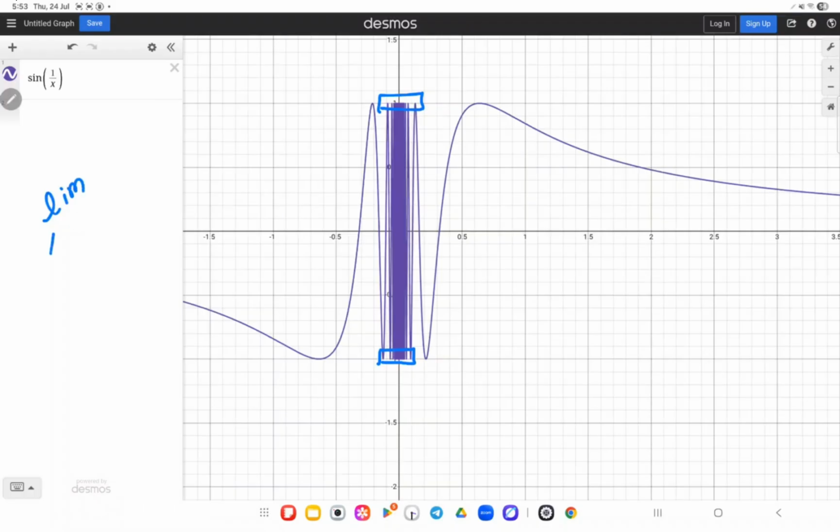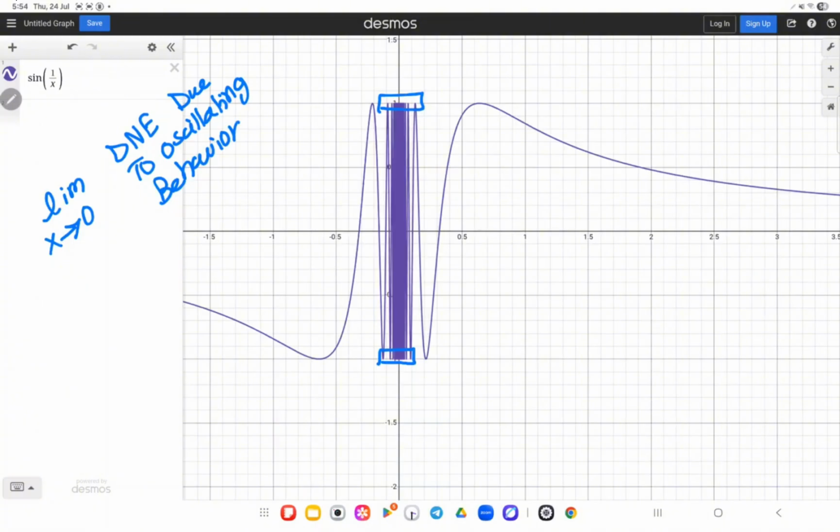So the limit as x approaches 0 does not exist due to oscillating behavior. Okay?